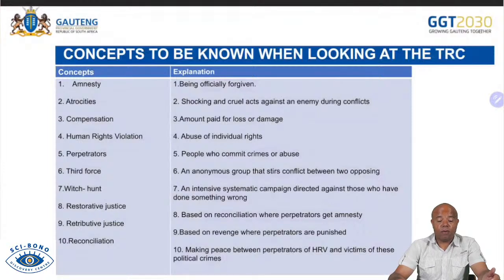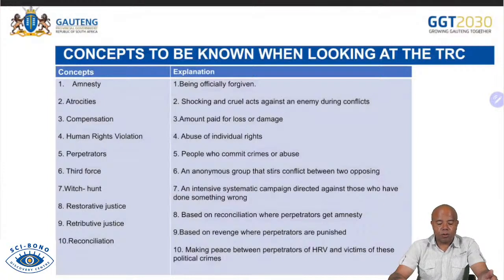Compensation, amount paid for loss or damage. Human rights violation, abuse of individual rights. Perpetrators, people who commit crimes or abuses. Third force, an anonymous group that stirs conflict between two opposing parties. Witch hunt, an intense systematic campaign directed against those who have done something wrong.